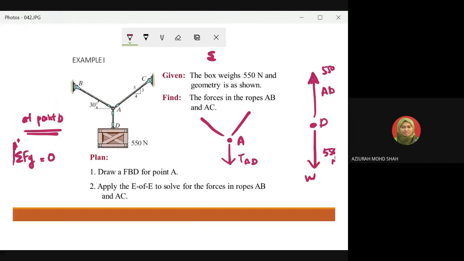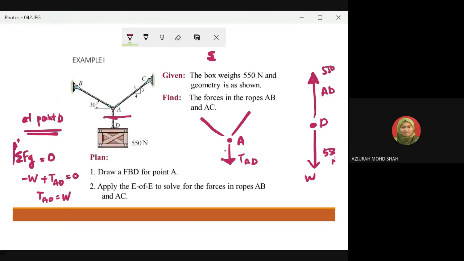So when you write that down, negative W plus TAD is equal to 0. So you know that TAD is equal to W. Alright, so you get 550 here as well. To make sure it is in equilibrium, it must have opposite sense. It's as if you cut it in two, this picture here and that picture there, so it must be a couple. It must be opposite.